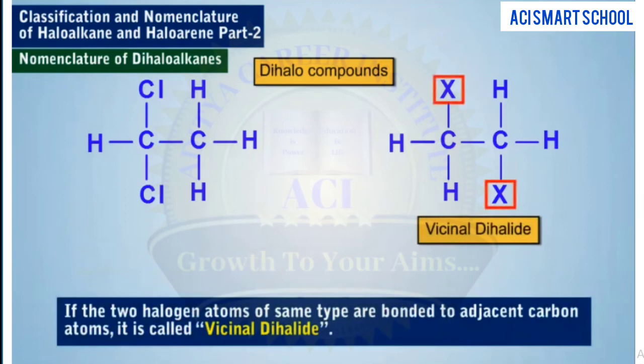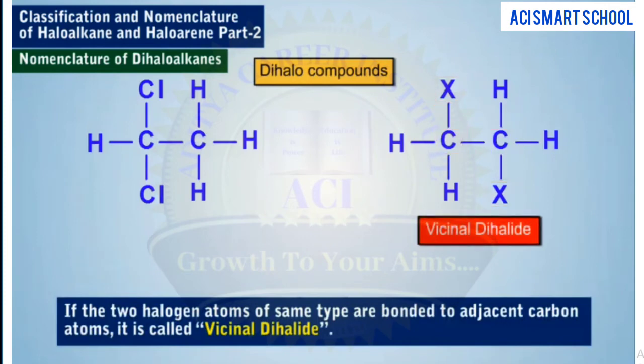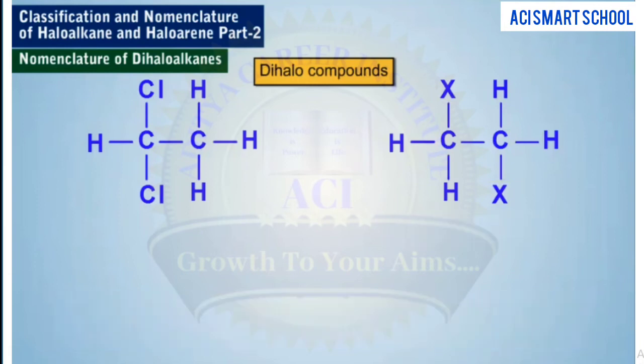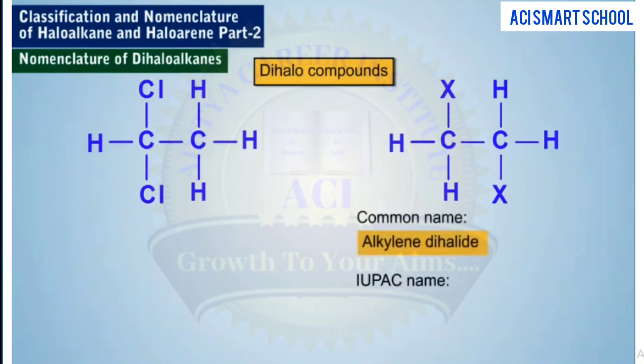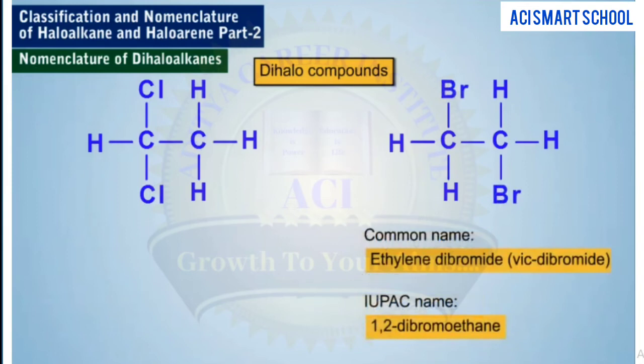If 2 halogen atoms of the same type are bonded to adjacent carbon atoms, it is called a vicinal dihalide. Vicinal dihalides in the common system are sometimes named alkylene dihalides. In the IUPAC system, they are named 1,2-dihaloalkanes. For the molecule shown here, the common name is ethylene dibromide. Its IUPAC name is 1,2-dibromoethane.